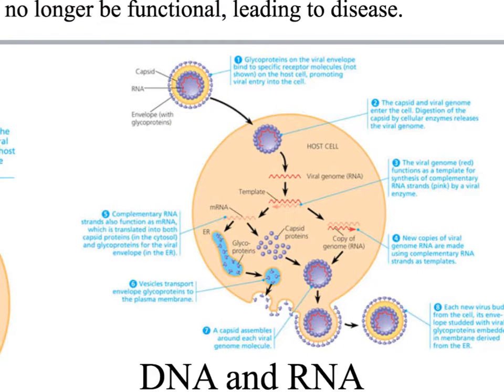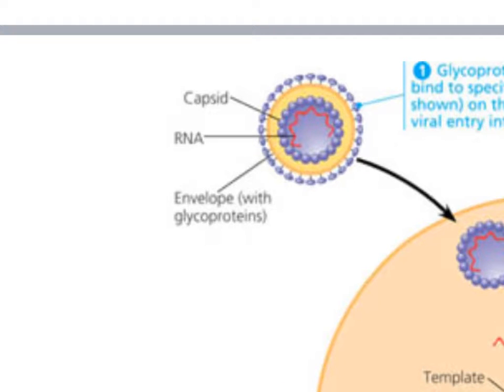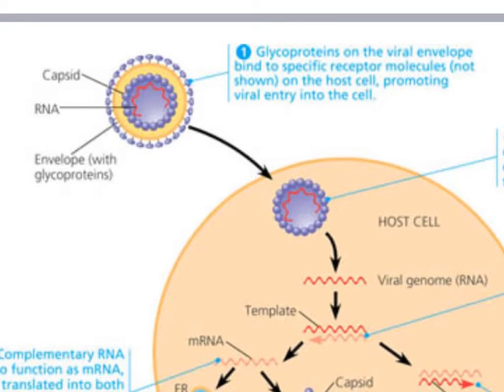So this is the RNA virus. An RNA virus, guys, is a little bit different because you have RNA instead of DNA, but you still have the capsid. Sometimes the capsid is like this. It says envelope with glycoproteins. This means that it has something like a membrane, but it's not a membrane.